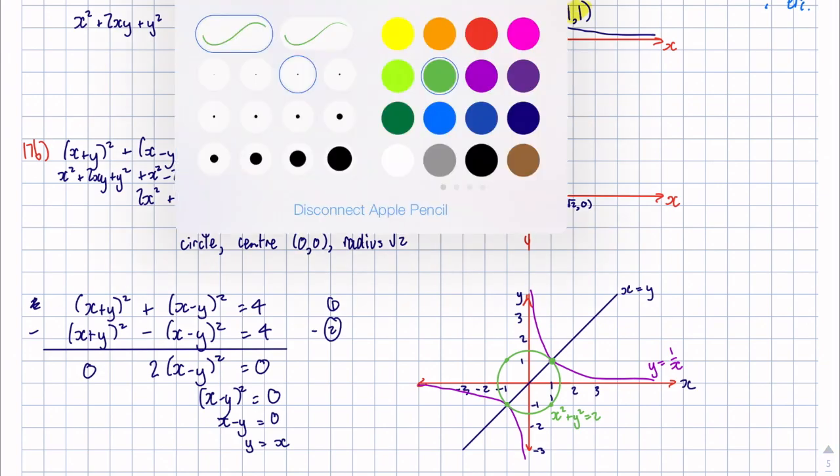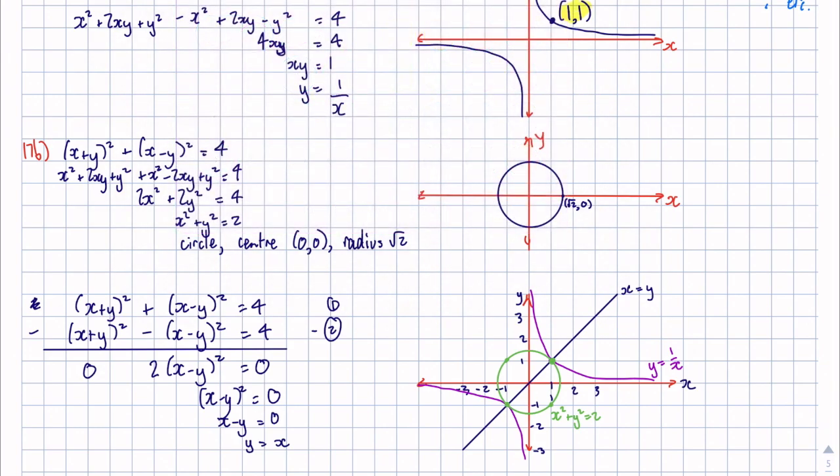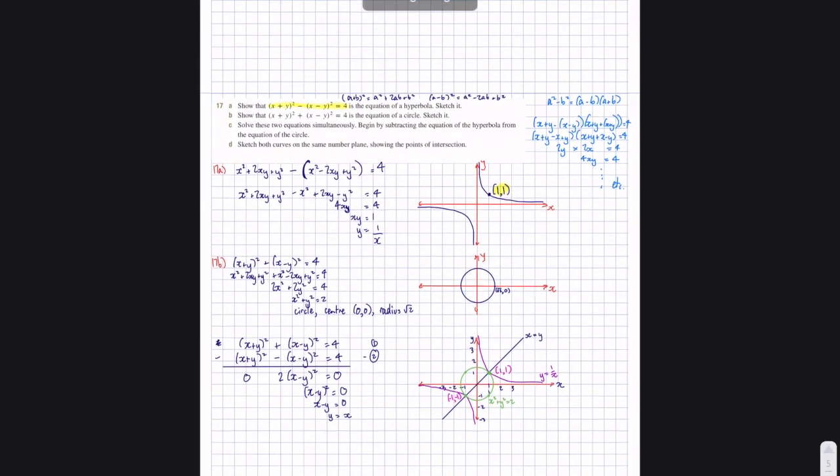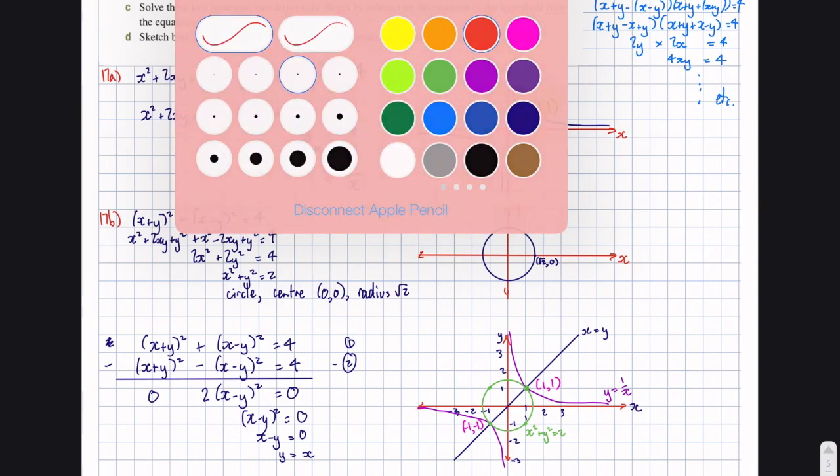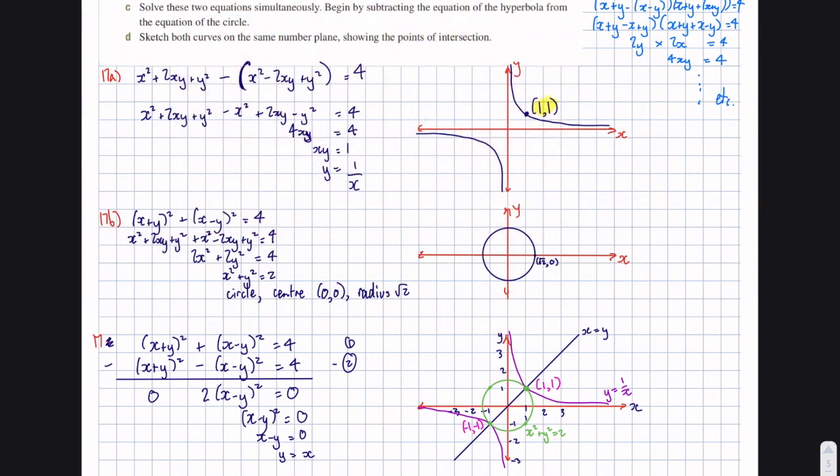So the points of intersection, I'm going to mark these in pink, were 1 and 1, and negative 1 and negative 1. So again, they were the points where x equaled y. We didn't get like 2 and negative 2 because the circle wasn't that big. That's it. Yeah, that's D. Let me mark these on 17C and 17D.